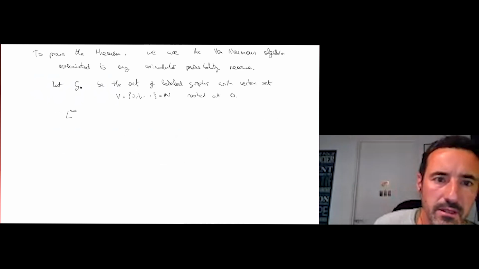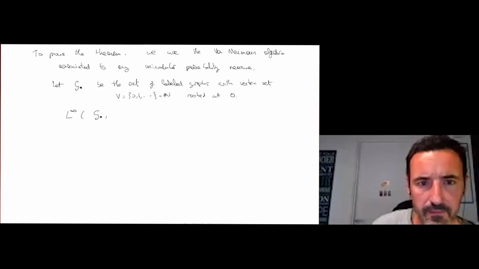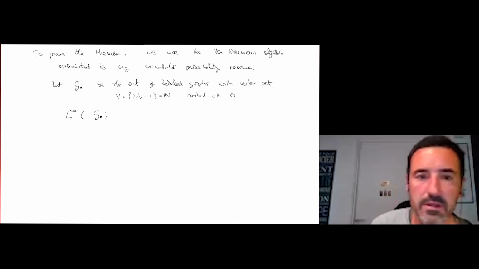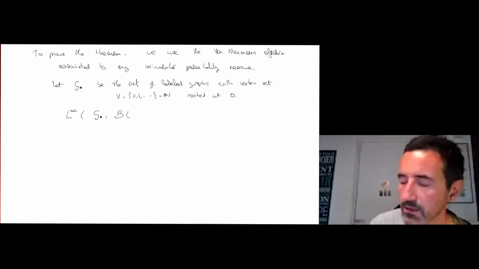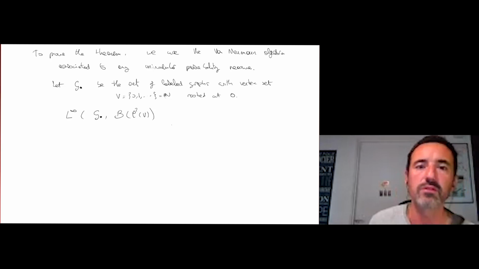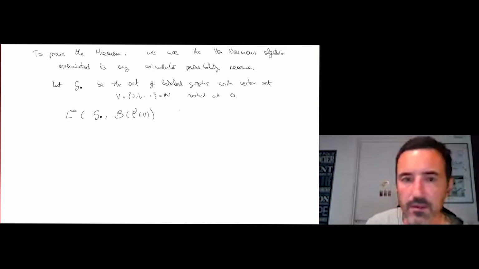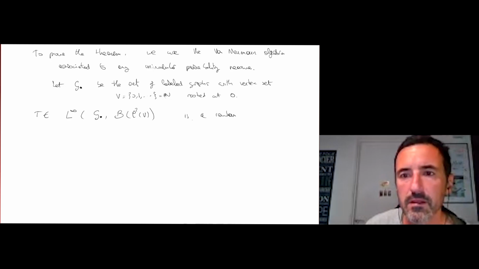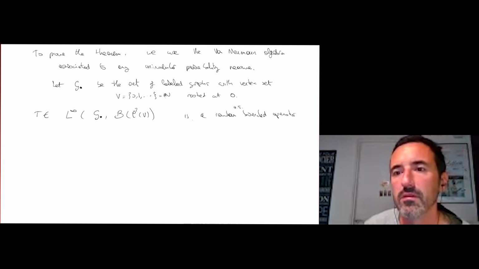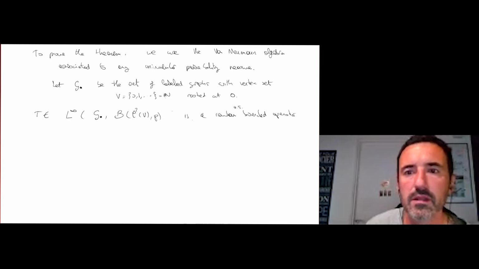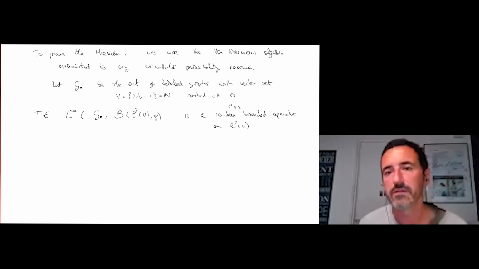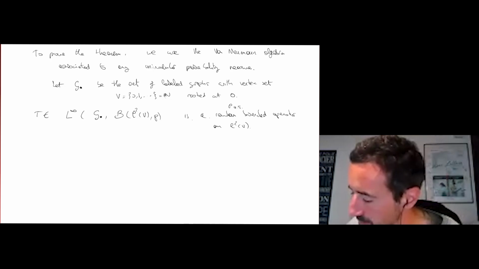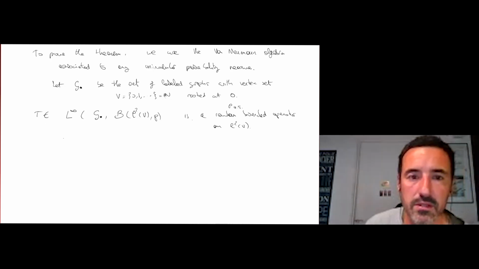So now the fundamental algebra will be a subset of the set of random operators on L2 of V. Okay, so an element T is a random bounded operator, rho almost surely bounded operator on L2 of V. So I look at the set of rho almost surely bounded operators on L2 of V, and the fundamental algebra is a subset of those.